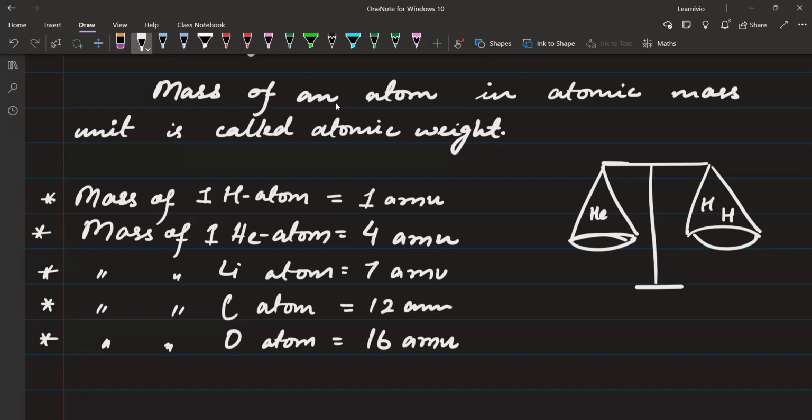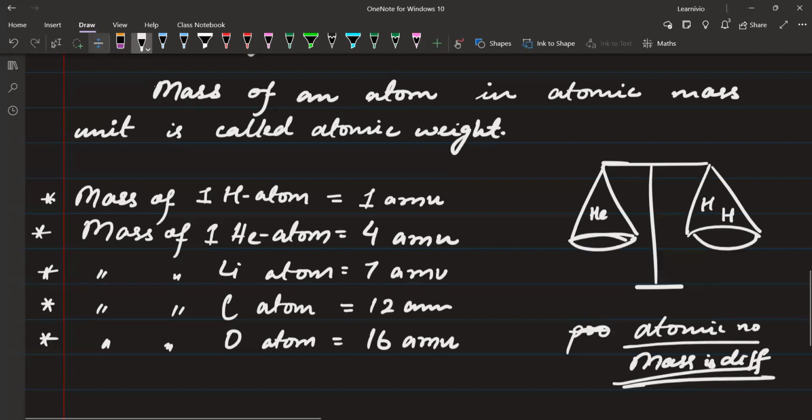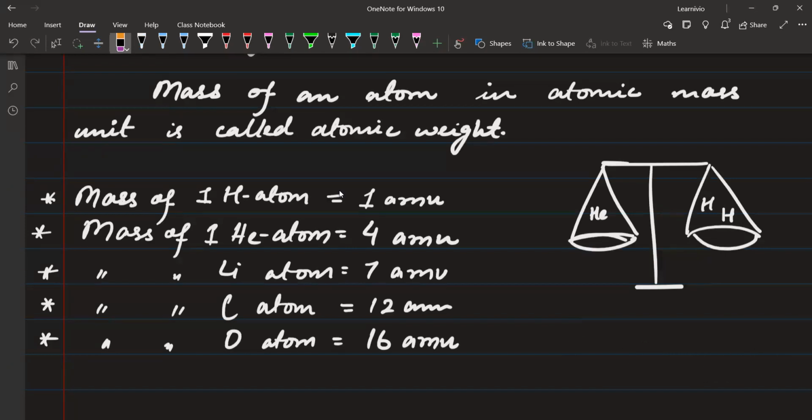When an element has the same number of protons, or rather, if you don't know proton, the atomic number is the same, but the mass number is different. You have the same atomic number, but the mass number is different. Do you remember it now? Yes, sir. Same atomic number, but different mass number.